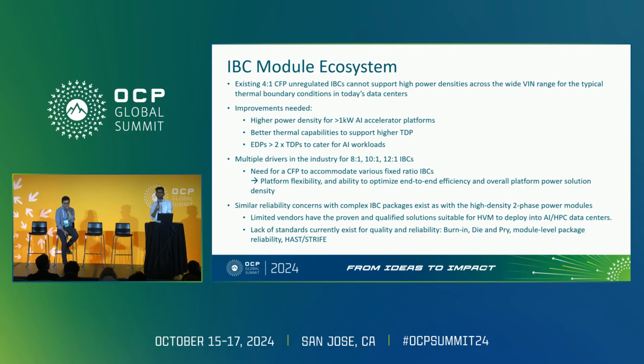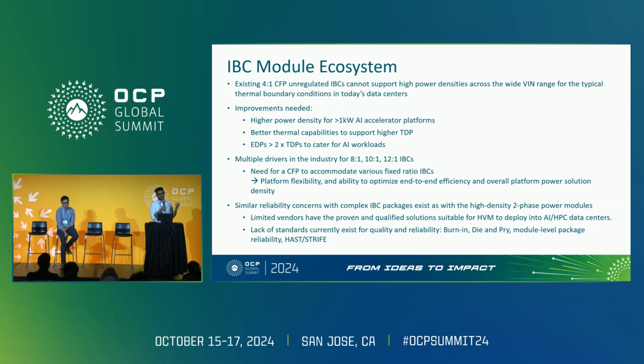Now going to the IBCs, which, as most of you might know, are intermediate bus converters. These typically come in regulated and non-regulated versions. On the AI card, so far AMD has been using 4:1 common footprint, fixed ratio intermediate bus modules. Now with the typical data center thermal boundary conditions that we have, basically PCB temperature and topside heatsink or cold plate temperatures, these modules do not really meet the power density requirements.